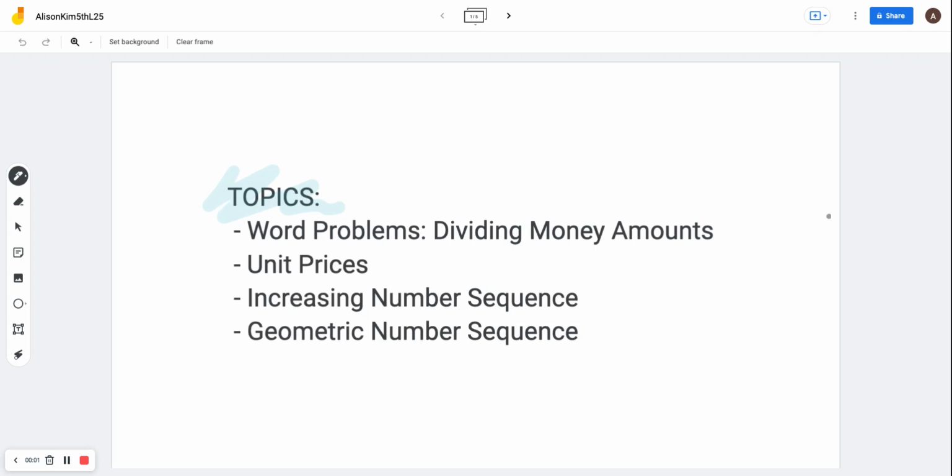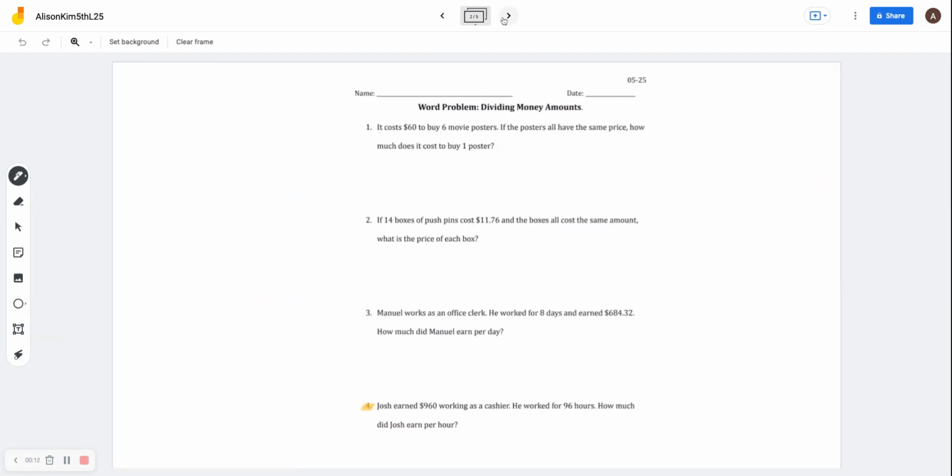Hi, fifth graders. Today's topics are going to be word problems with dividing money amounts, unit prices, increasing number sequences, and geometric number sequences. So we're going to start off with our word problems.